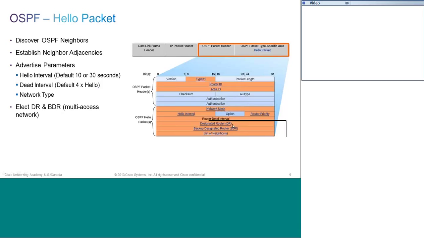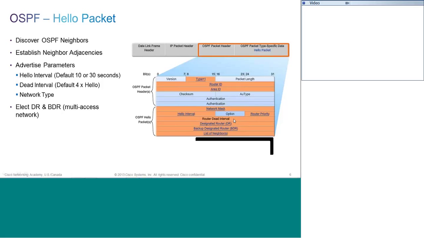There's also a field for the router priority. This is used in the designated router and backup designated router election. The default priority for all OSPF routers is 1, but this can be manually altered from 0 to 255. The higher the value, the more likely the router becomes the designated router on the link.